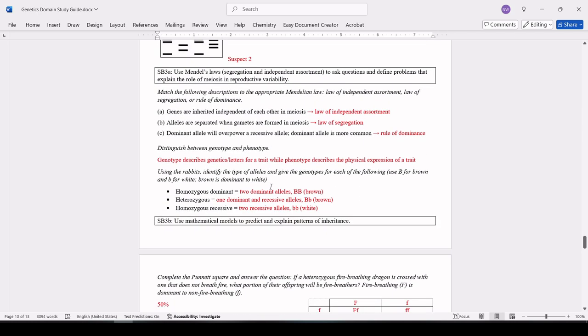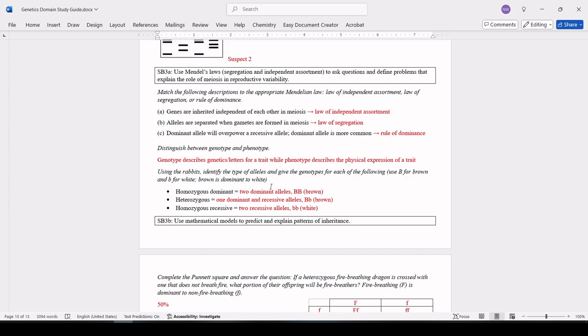All right, so now we're going to be getting into more recent stuff. SB3A is use Mendel's laws, segregation and independent assortment, to ask questions and define problems that explain the role of meiosis and reproductive variability. So let's review the 3 laws that Mendel had. The first is the law of independent assortment. Genes are inherited independent of each other in meiosis.